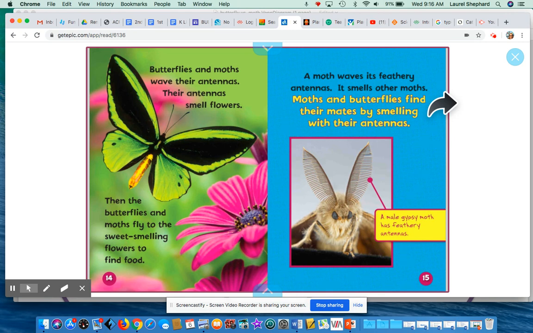Butterflies and moths wave their antennas. Their antennas smell flowers. They fly to the sweet-smelling flowers to find food. A moth waves its feathery antennas. It smells other moths. Moths and butterflies find their mates by smelling with their antennas.